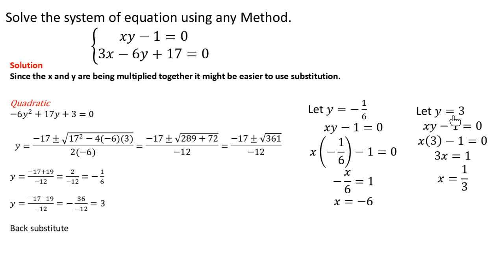Then we need to check the second solution for y, which is y equals 3. So I'm going to replace my y with a 3, and I end up with 3x. Don't forget to add the 1 to the right side. Now to solve for x, I'm going to divide by 3, so x is equal to 1/3. So our solution set is: when x is negative 6, y is negative 1/6. That's our first point. And when x is 1/3, our y is 3. Remember, these are the points where both of these graphs are intersecting.